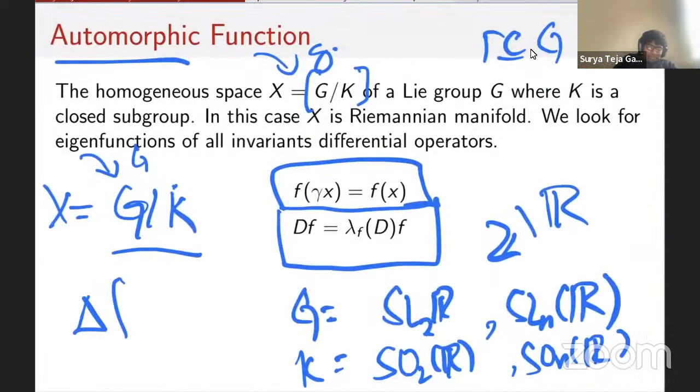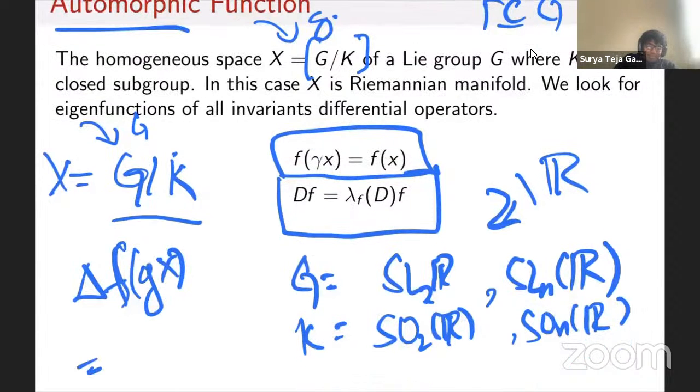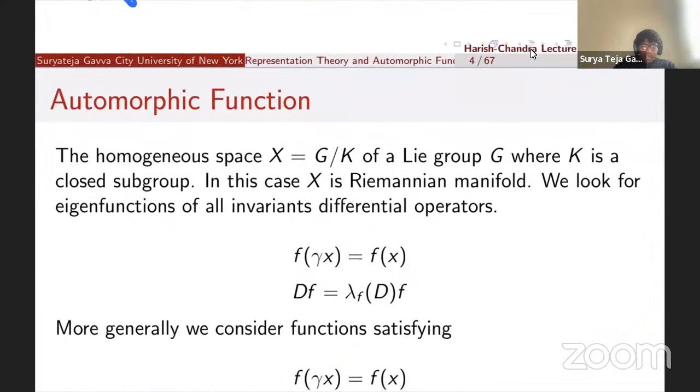So f of Gx. Let's say G is acting this way. So yeah, you want some equation like this. Delta of f of Gx is the same thing as G acting on delta of f, so delta f at Gx. Yeah, so you just want delta to commute with the G action. Okay.